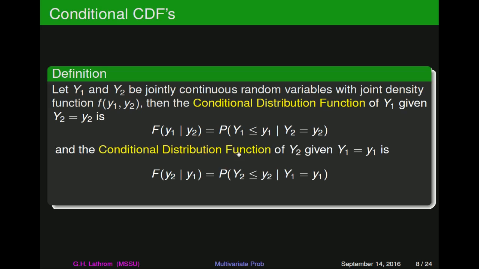And the conditional distribution function of y sub 2, given that capital Y sub 1 is equal to little y sub 1, is likewise going to be the probability that y sub 2 is less than or equal to little y sub 2, and we are fixing a value of y sub 1.